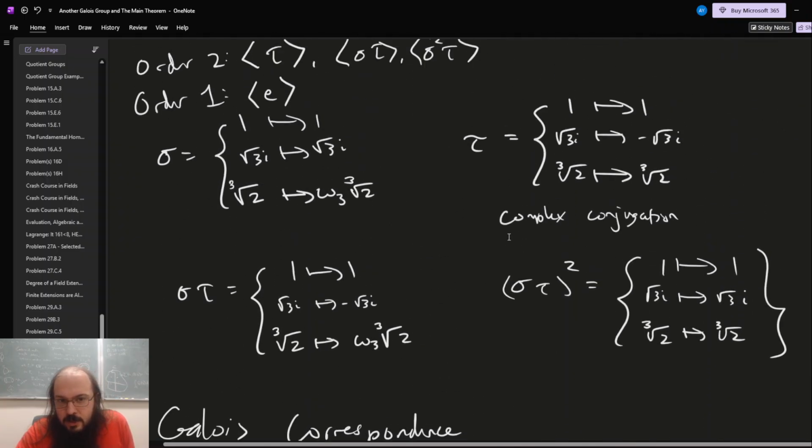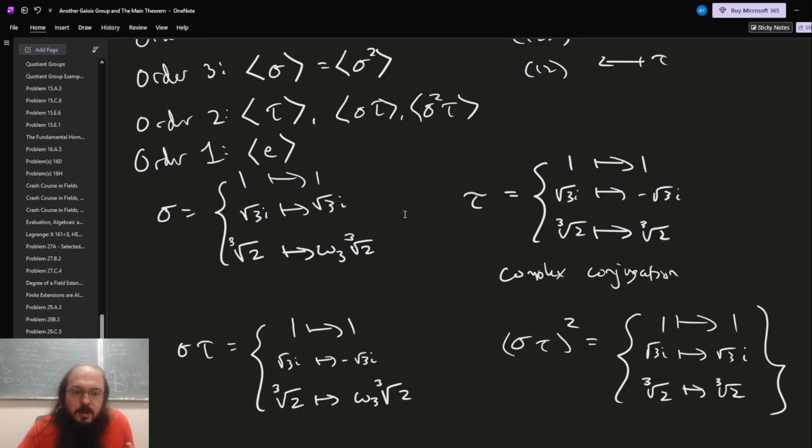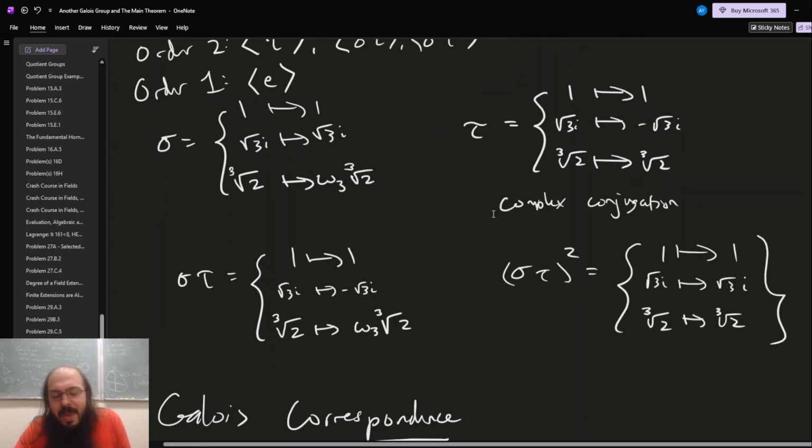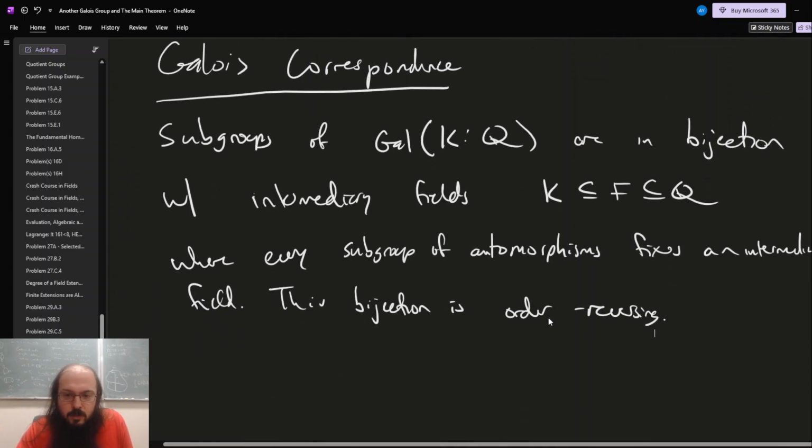In other words, the bigger the subgroup, the smaller the fixed field. And that should make some amount of sense too, right? Because if I look at a small subgroup, a very small number of automorphisms, then what they fix is going to be relatively unconstrained. But if I have a lot of automorphisms, then the different automorphisms are all moving around different things. The only thing they can fix is sort of like their common intersection. And so there won't be as much stuff that's fixed. So the closer you get to the base field, the bigger the group. Alternatively, the bigger the field, the smaller the subgroup in question.